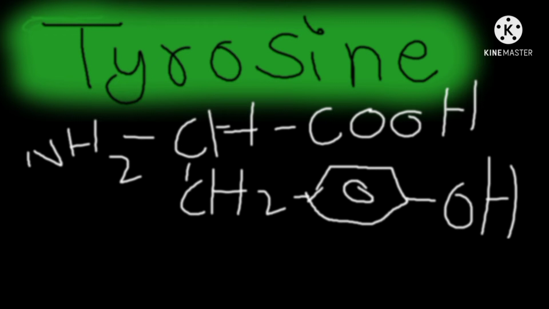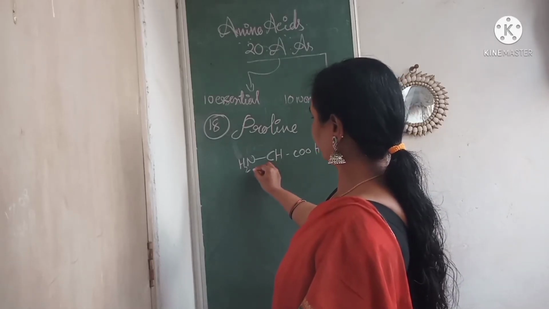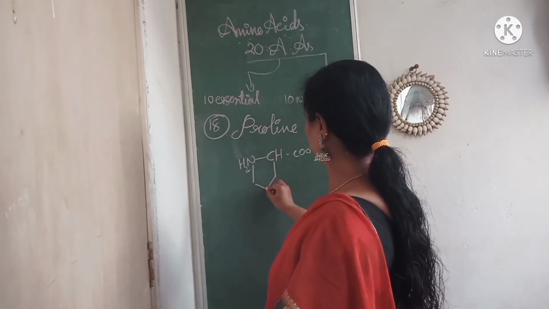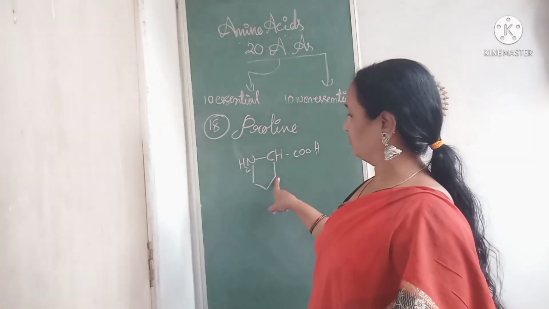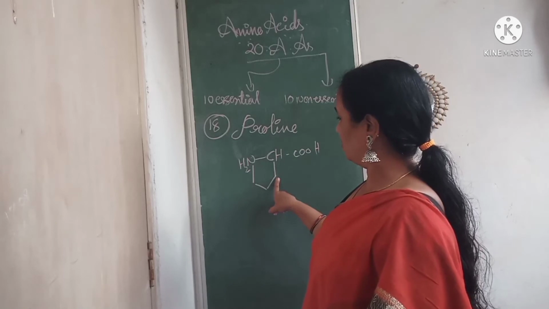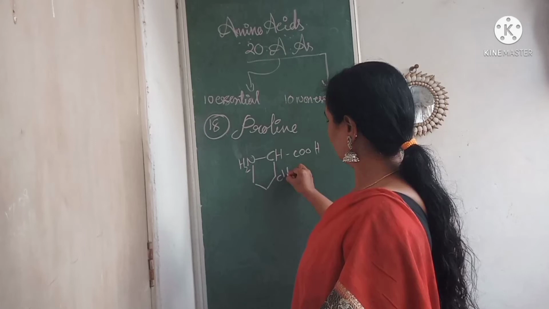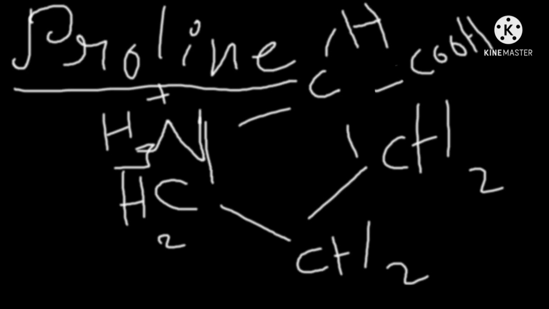What do you think about tyrosine? Having an OH group, it is considered polar, while the remaining ones are non-polar since they do not have OH groups. When we come to proline, we find a heterocycle, meaning nitrogen and hydrocarbons together in one ring, so it is considered a heterocycle. It is non-polar since it consists only of hydrocarbons, and non-aromatic. In this, the amino group is positively charged.